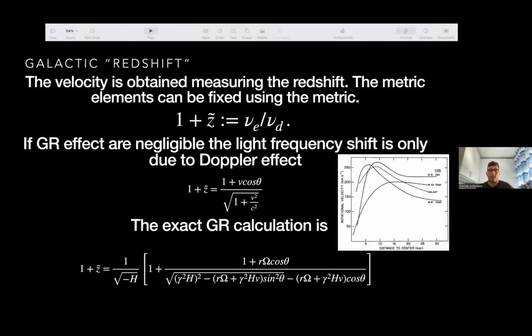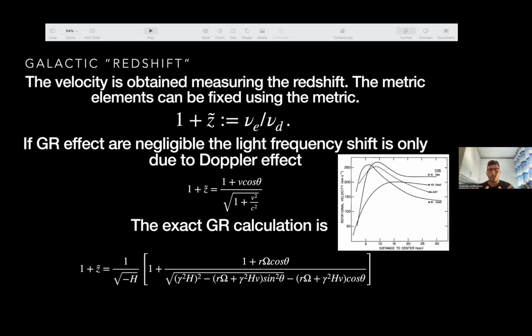Galactic redshift. So the question is, what are we actually measuring in general? If I'm far away, let's say I'm an asymptotic observer in the space-time, I look at the galaxy and I want to measure the redshift. I just wrote redshift, but it's of course the light frequency shift due just to the galaxy, not due to the expansion of the universe.